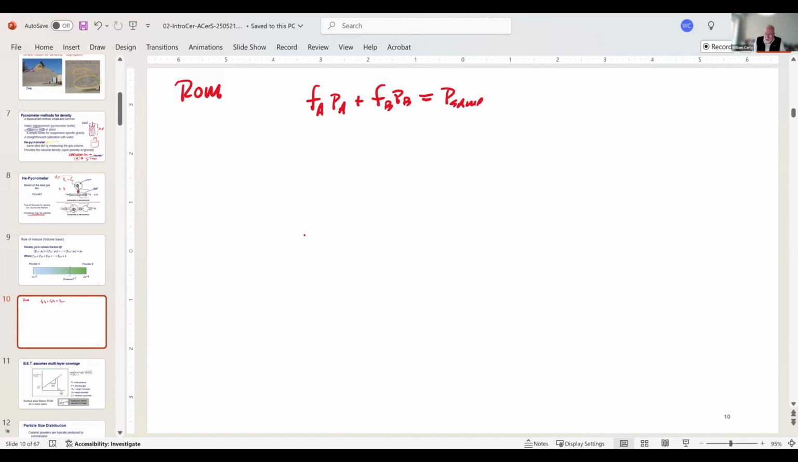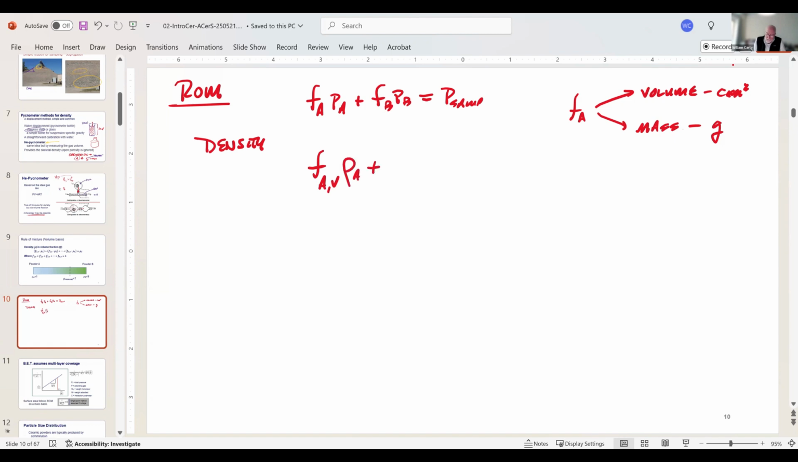Okay, that sounds good. Now I have a problem. The fraction of A could be in two different conditions, right? It could be on a volume basis or it could be on a mass basis. So this would be in terms of, say, cubic centimeters. This would be, say, in terms of grams. So it turns out for rule of mixtures, for density, you would say the fraction of component A on a volume basis times the density of A. Notice I used the rho here for density, as we did yesterday.